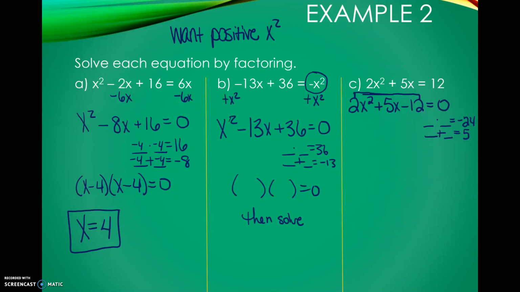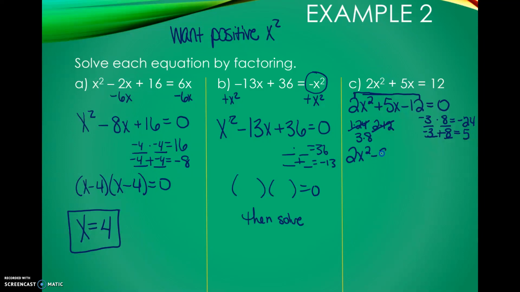Now again, some of you can look at that and immediately know what that pair of numbers is. Personally, I can't. So I have to think about 1 times 24, that's not going to get me 5. 2 times 12, that's not going to get me 5. 3 times 8, I could get 5 there. So negative 3 and positive 8. When there's a number in front of x squared, you can't just put those numbers into the parentheses. We have to factor by grouping.